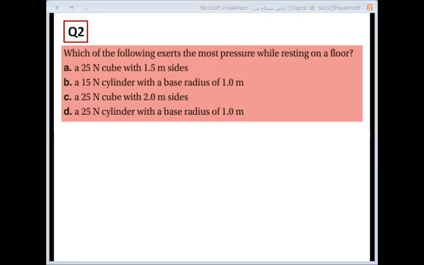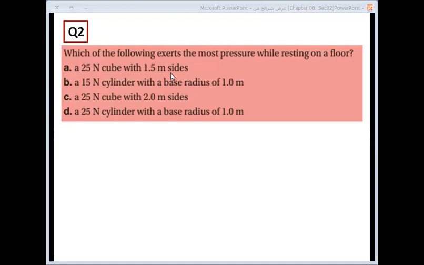Hamza Nofal, raise your hand, please. Okay, unmute yourself, Hamza. Yes, Mr. Here, in each case, he gives us the force, which is Newton, and he gives us the dimensions to find the area. Excellent. And he wants us to find the most pressure while resting on a floor.